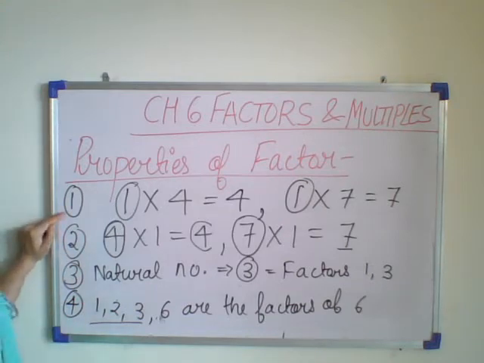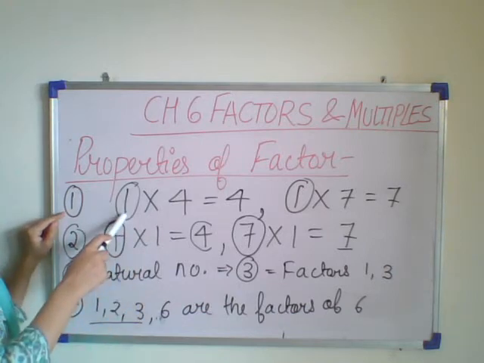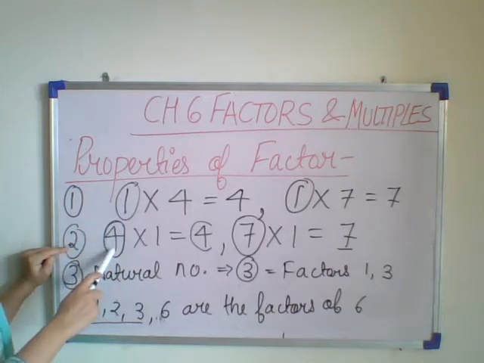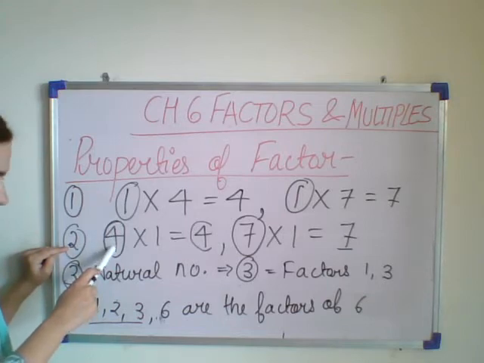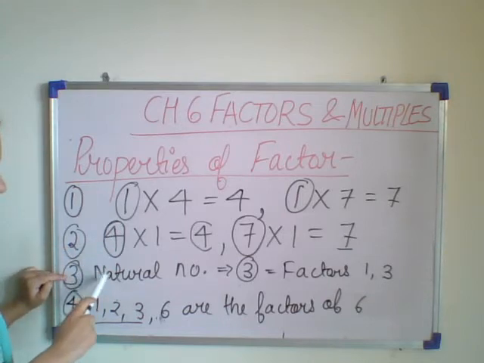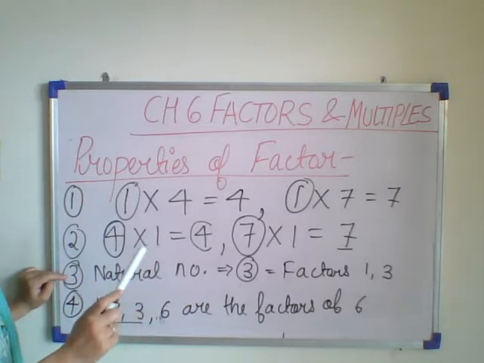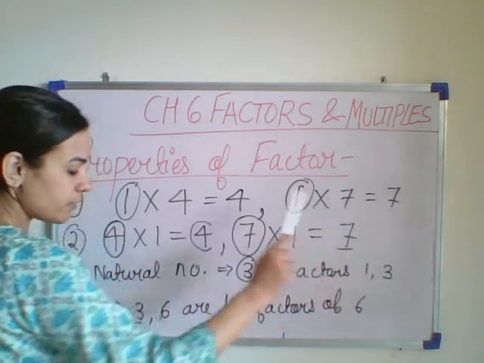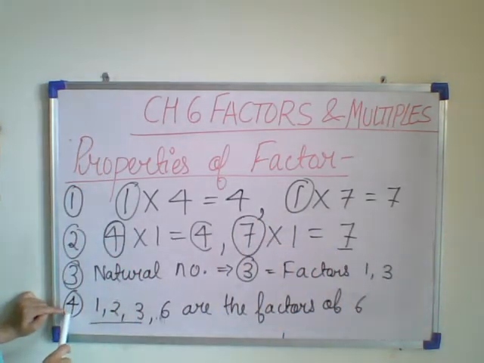First property is every natural number has 1 as its factor. Second property, every natural number has the greatest factor, that is the number itself. The third property, every natural number has at least 2 factors, that is 1 and the number itself. The fourth property, every natural number has factors smaller than the number itself.